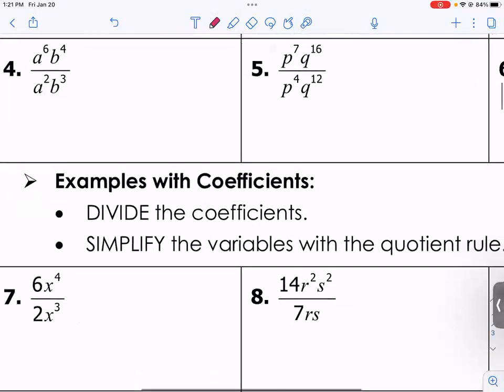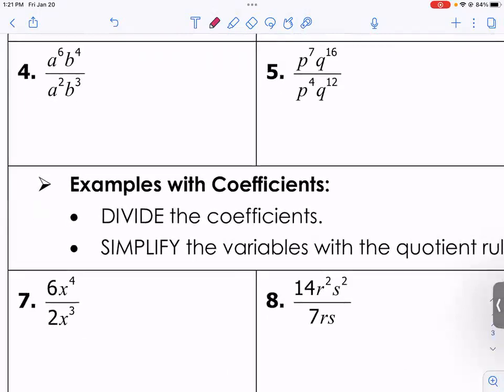Okay, write down what you think the answers are for 4 and 5.